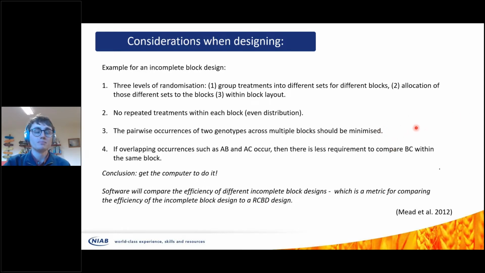So it's good to spread out the pairwise occurrence of varieties, and most of the software will do this for you. And also it does really clever things like if overlapping occurrences of variety A and variety B and A and C occur, then there's less requirement to compare B and C. So it does a lot of complicated things like that, and it's better to get the computers to work all of this out. And how it does it is most of the software will compute what's called an efficiency metric, and this is a comparison of the efficiency of an incomplete block design to a randomized complete block design. It will go through a lot of iterations to find the design with the highest efficiency.